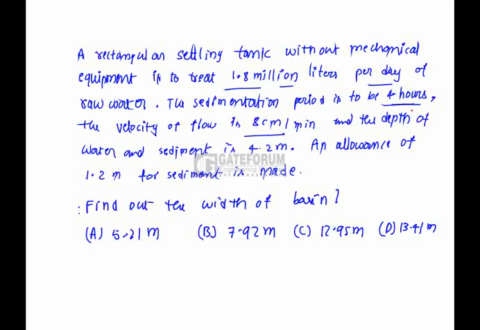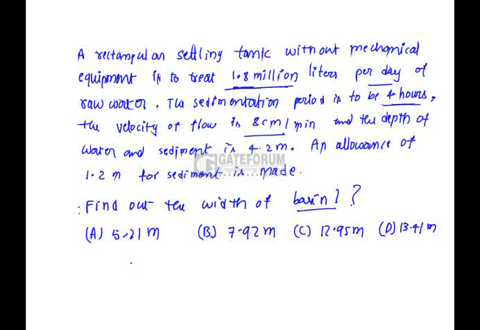As was given in the previous question, we know the total volume of water that we have to treat. A rectangular settling tank without mechanical equipment is to treat 1.8 million liters per day. Initially we have to find the capacity of the tank. The question asked is to find the width of the basin.